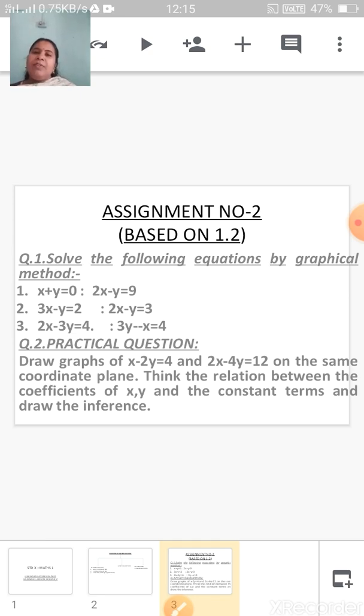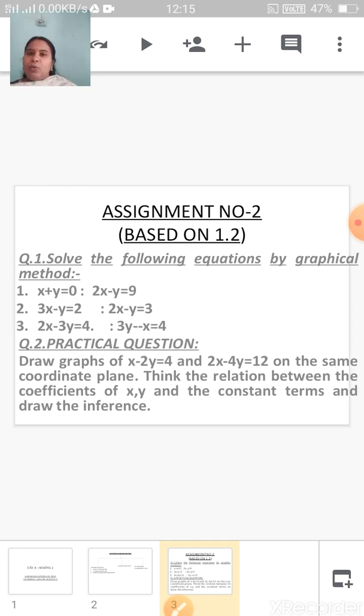Question number 2, I have given a practical question. As you know, you have internal marks wherein practical and assignment will be considered. Now this practical question, I'll read the question for you. Draw the graphs of x minus 2y is equal to 4 and 2x minus 4y is equal to 12 on the same coordinate plane, similar to what we were doing till now. Then what? Think about the relation between the coefficients of x and y and constant terms.